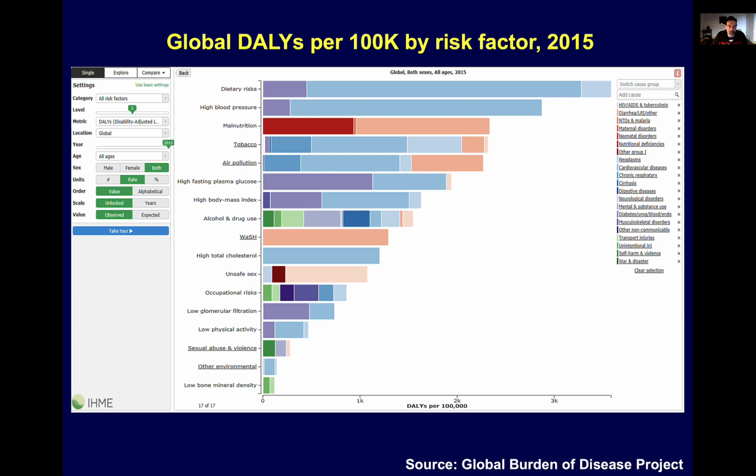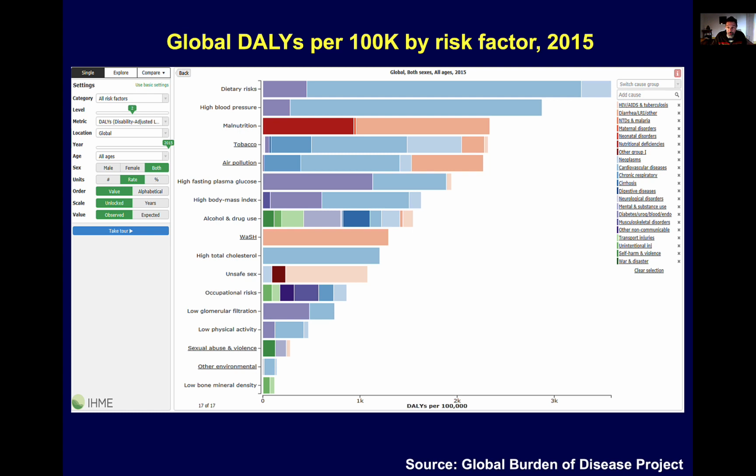So for example, we just know that the best way to reduce DALYs due to mental illness or heart disease is to prevent those things from occurring to begin with. And that means a focus on risk factors. So you can get a sense quickly from this slide what's driving the DALYs for infectious diseases.